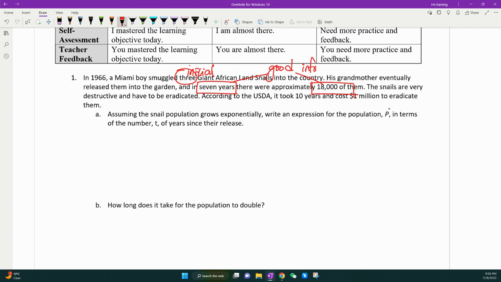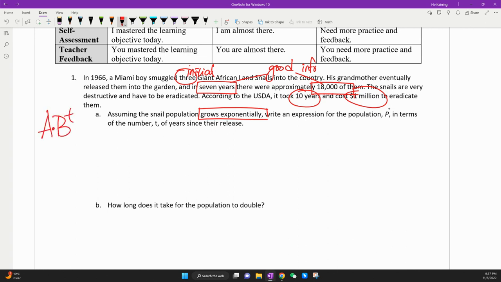The snails are very destructive and have to be eradicated, that means to eliminate or be killed. And it took 10 years and cost 1 million to eradicate them. So just circle them. All of the useful information will be used later. Assuming the snail population grows exponentially. So far, luckily, it talks about exponentially, but not compound or compound continuous. So that means our equation would be just like A B^t, and that's it.